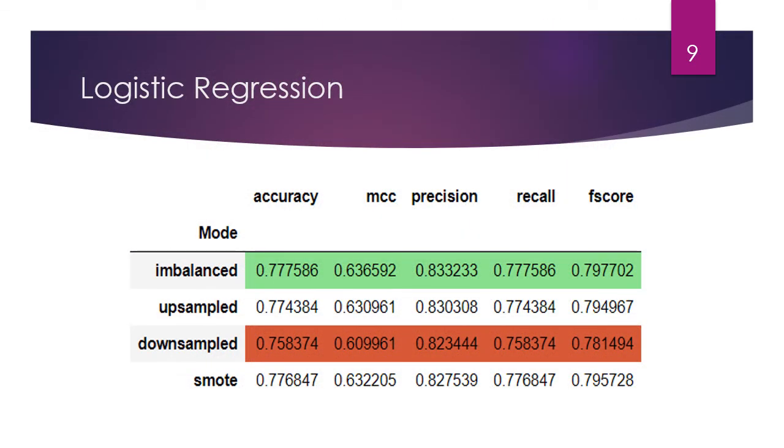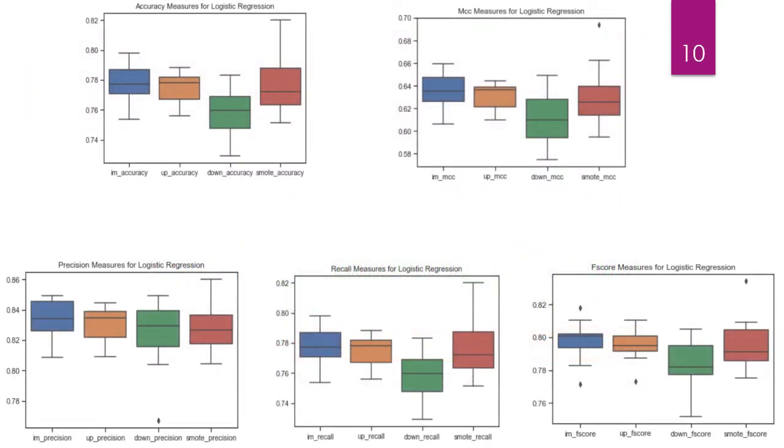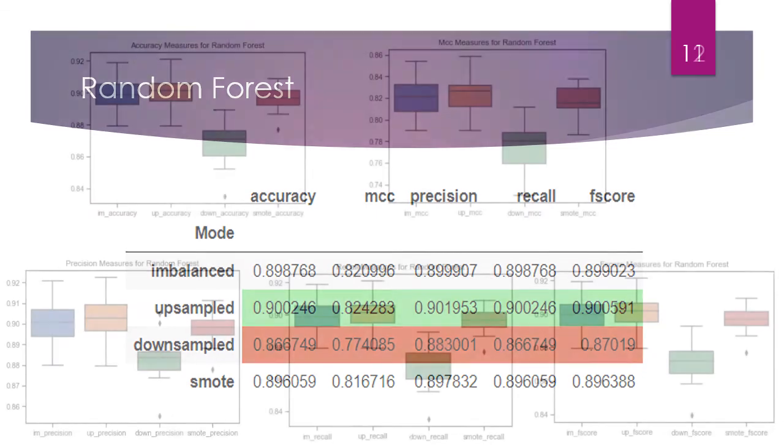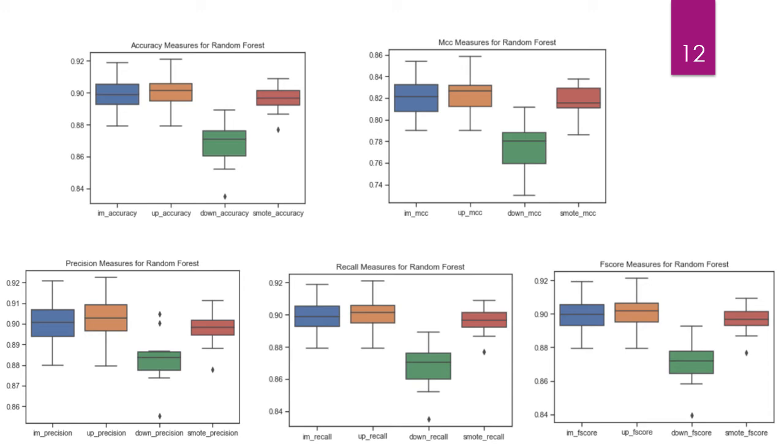Here are the results obtained while using the logistic regression model. We can see that the imbalanced dataset has performed better than the downsample for all the metrics. Here are the box plots showing the accuracy measure, the MCC measure, precision measure, recall, and F1 score for all 10 runs. While using random forest, we observed that the highest metrics were found using the upsample data, while the lowest was found using the downsample data. Here are the box plots for the random forest measures.